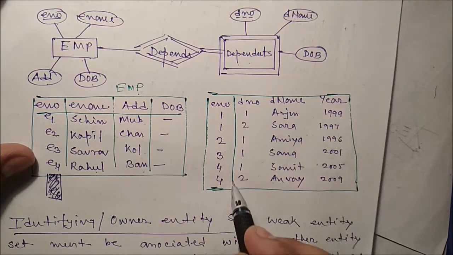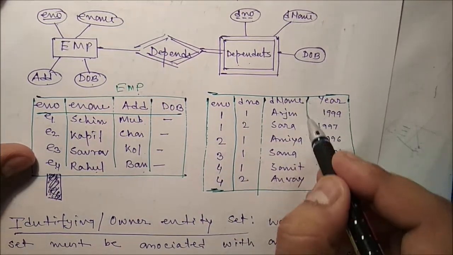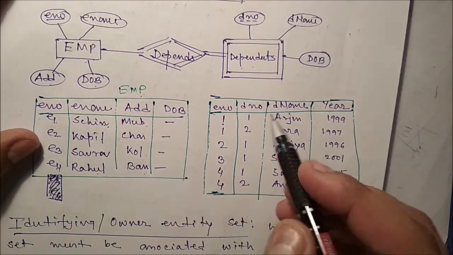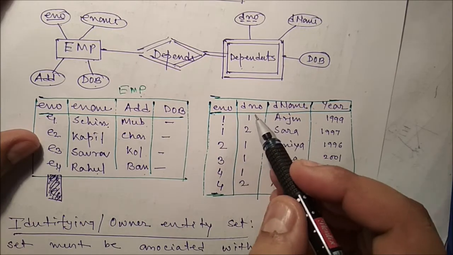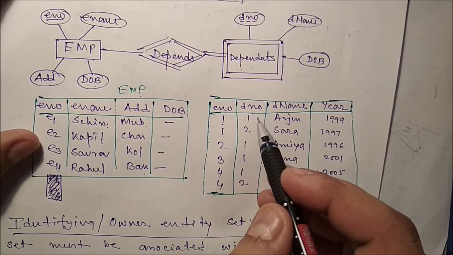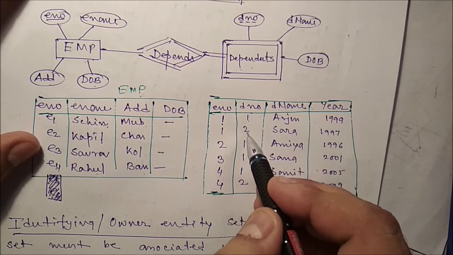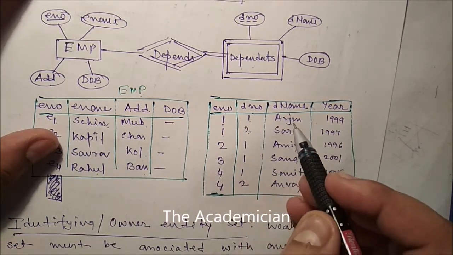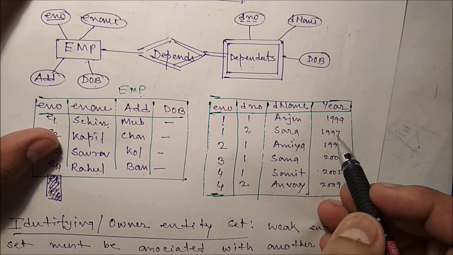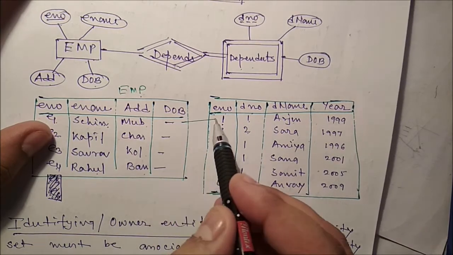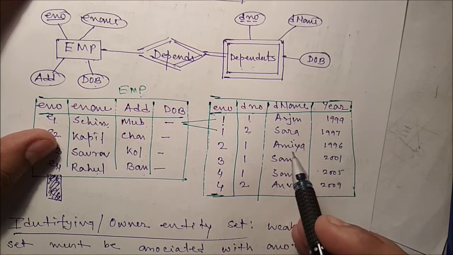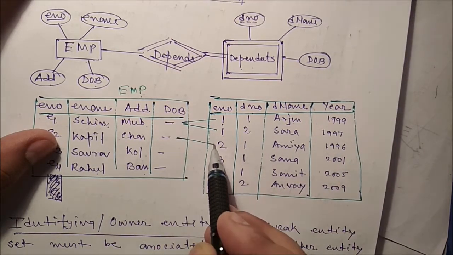Now we can see here, employee 1, that is Sachin, has 2 children. Employee number and dependent number, say one and two. Sachin's 2 children are Arjun and Sarah, with years of birth say 1999 and 1997. So these are the 2 rows for the first employee. Now Kapil, the name of the dependent is Amia. So this is for the second employee.